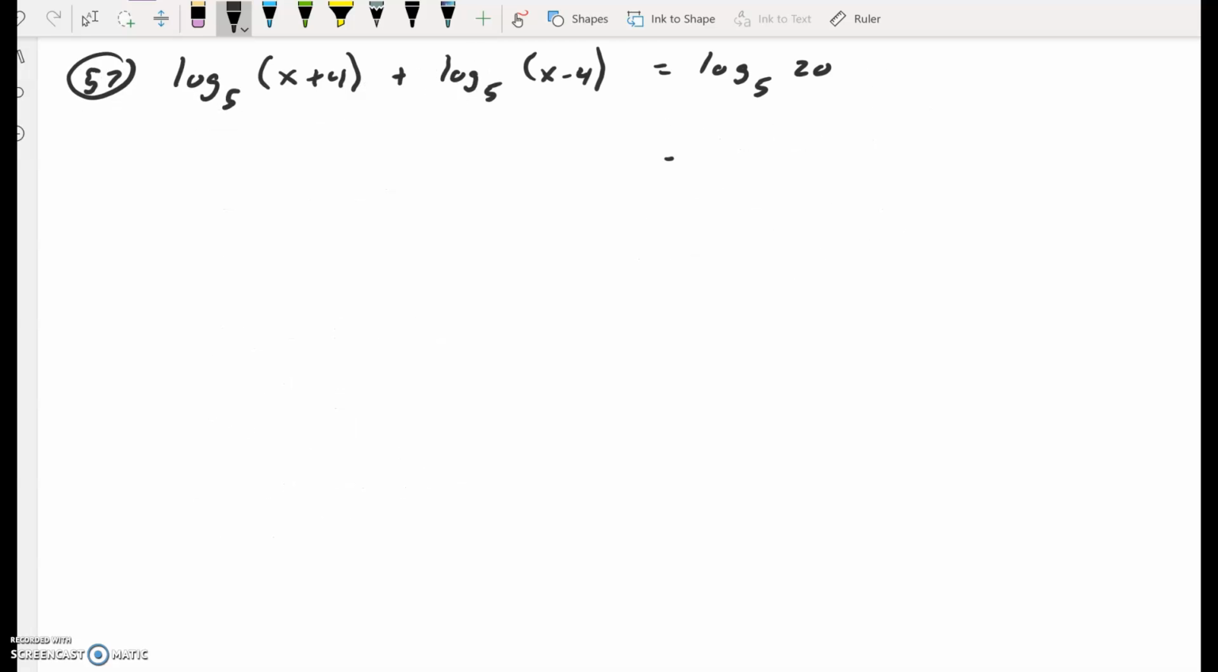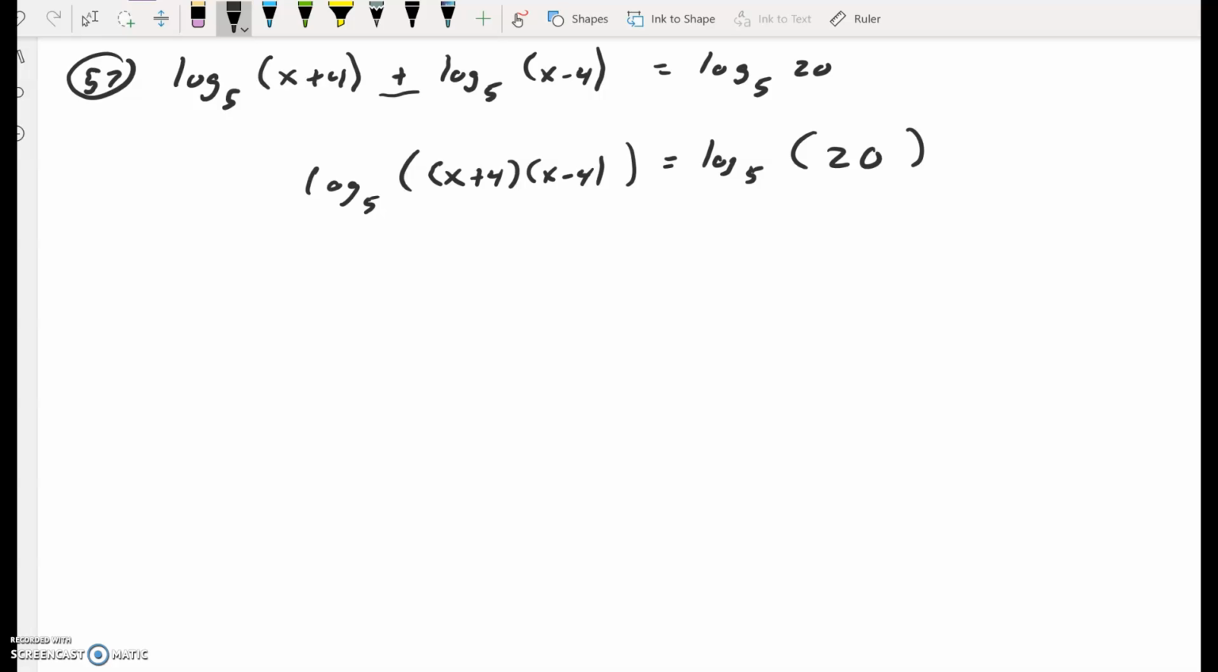Here we're going to try to get the log base 5 of something on the right-hand side and the log base 5 of something on the left-hand side. On the right-hand side, we already have it. It's 20. Over here, we have the sum of two base 5 logarithms, and so we know that that can be written as the logarithm base 5 of the product. That was our product rule for logarithms.